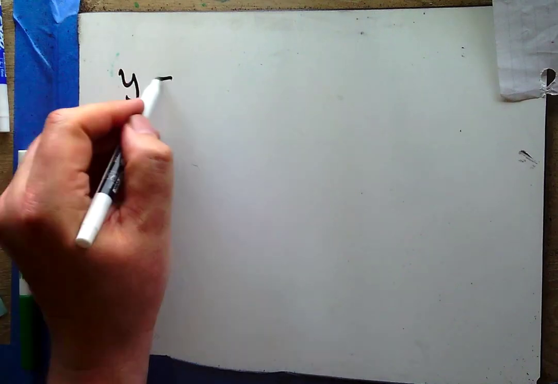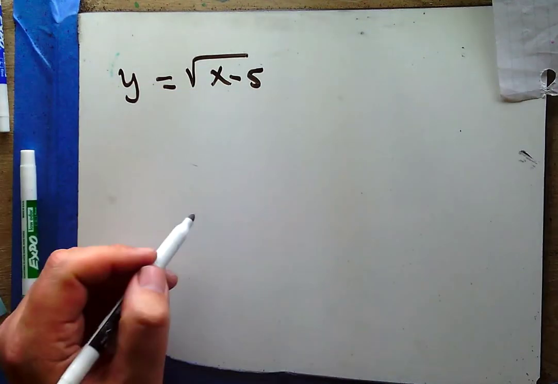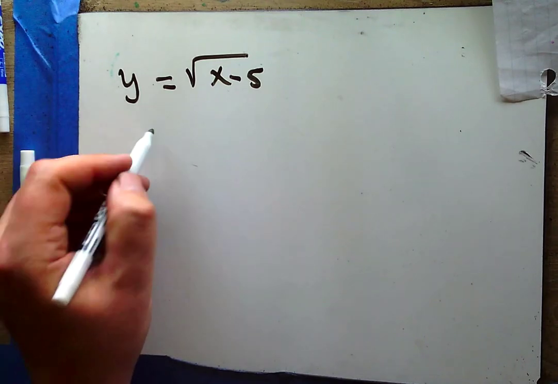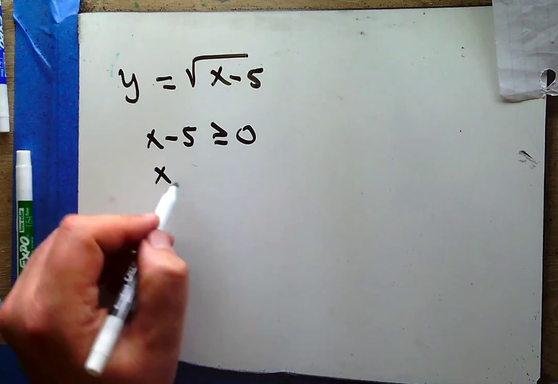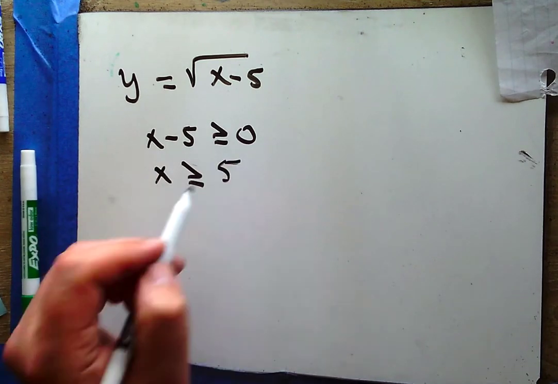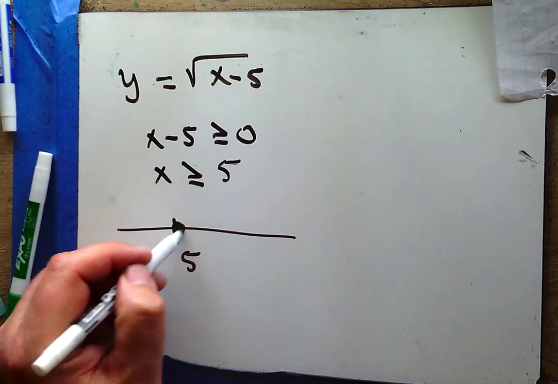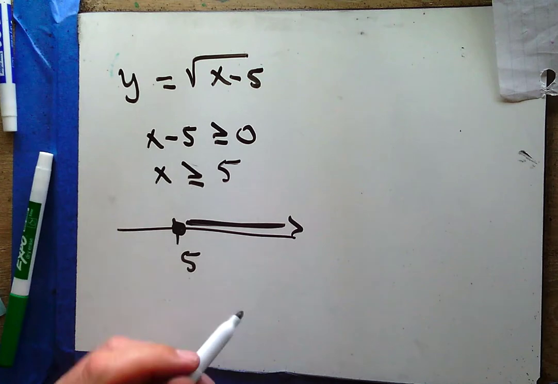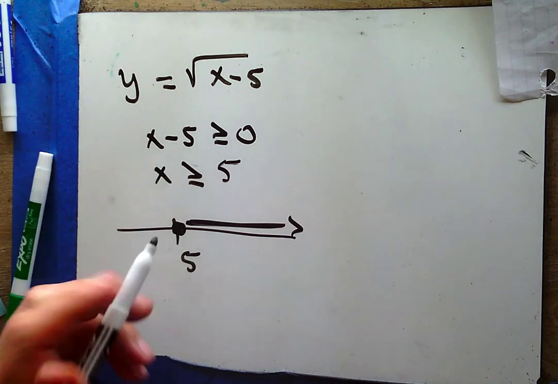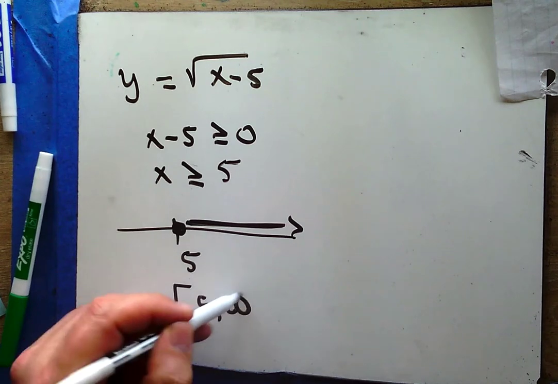All right, how about the domain here? Y equals square root of x minus 5. Well, we know that x minus 5 has to be greater than or equal to 0, where x is greater than or equal to 5. On a number line, here's 5, could be equal to, could be greater than. And so that's my domain as a number line representation. In interval notation, you'd write this.